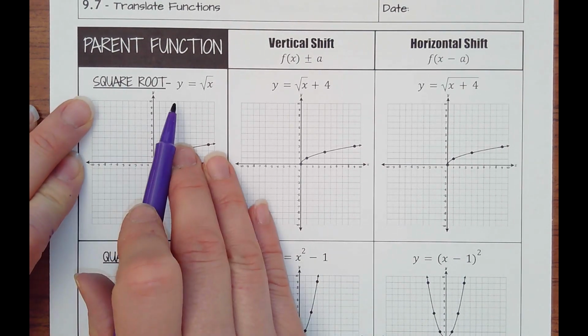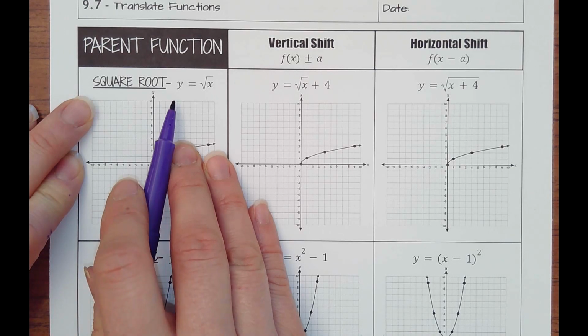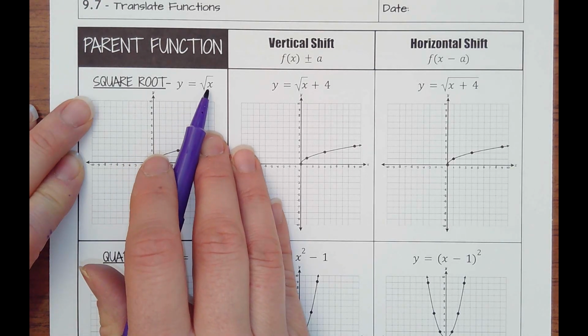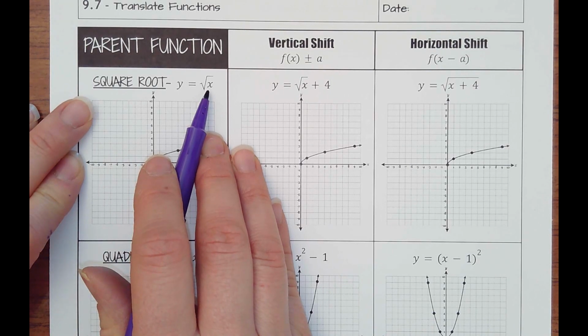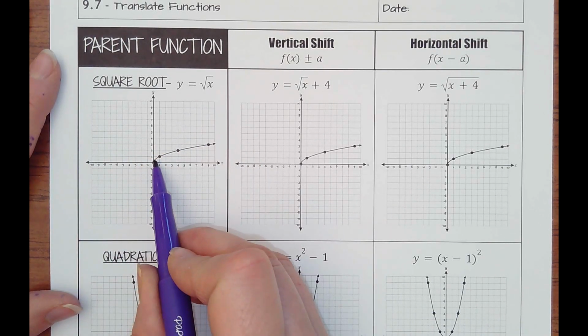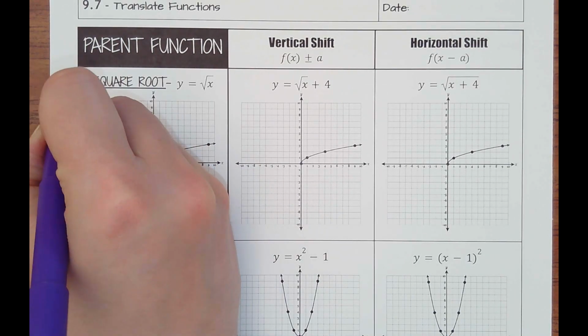And so a square root function is the first one I want to talk about. That parent function is y equals just the square root of x. That's why it's called the square root function. And I want to talk about why the graph looks like this by making a table.